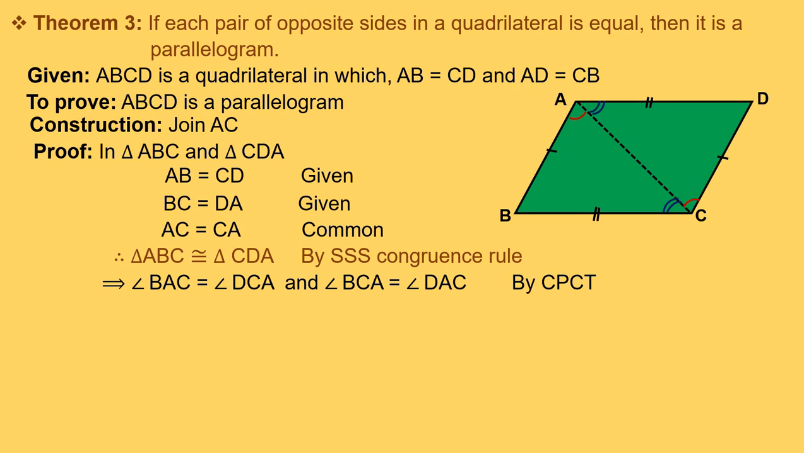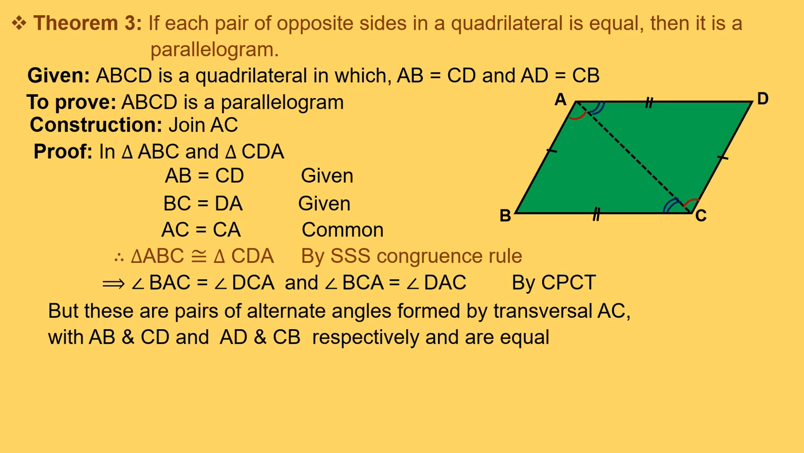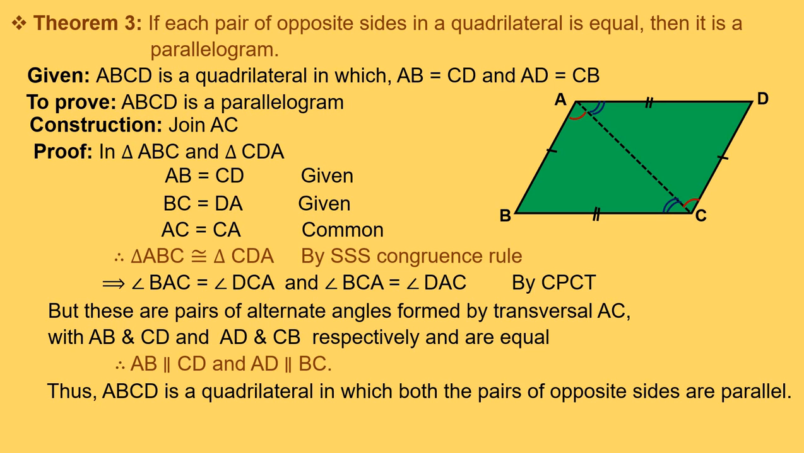But these are pairs of alternate angles formed by transversal AC with AB and CD, and AD and BC respectively, and are equal. Therefore, AB is parallel to CD and AD is parallel to BC. Thus, ABCD is a quadrilateral in which both the pairs of opposite sides are parallel. Hence, ABCD is a parallelogram.